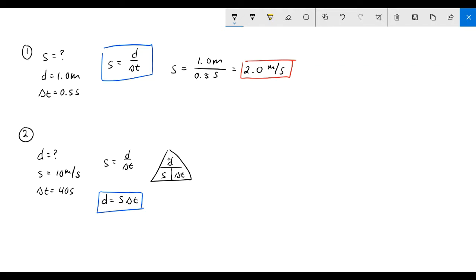Now there's no guessing, I just put the numbers in. So my equation reads d equals, my speed is 10 meters per second, and the time is 40 seconds. The equation tells me I need to multiply, so I have 400 meters.